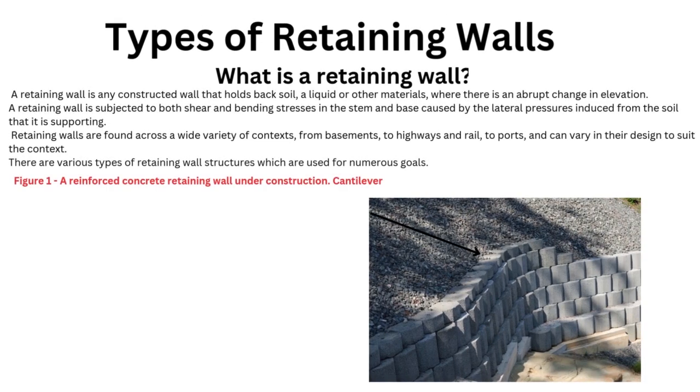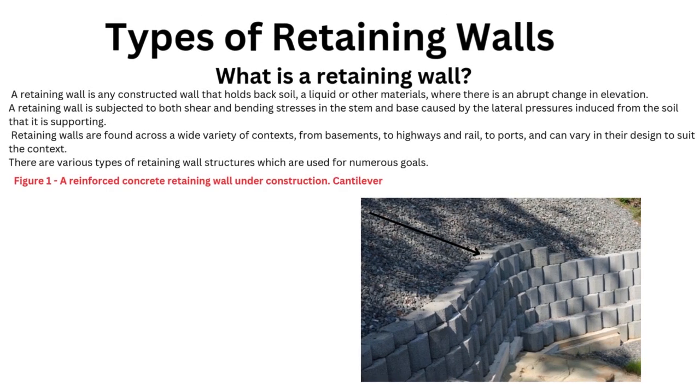Types of retaining walls. What is a retaining wall? A retaining wall is any constructed wall that holds back soil, a liquid or other materials, where there is an abrupt change in elevation. A retaining wall is subjected to both shear and bending stresses in the stem and base caused by the lateral pressures induced from the soil that it is supporting.